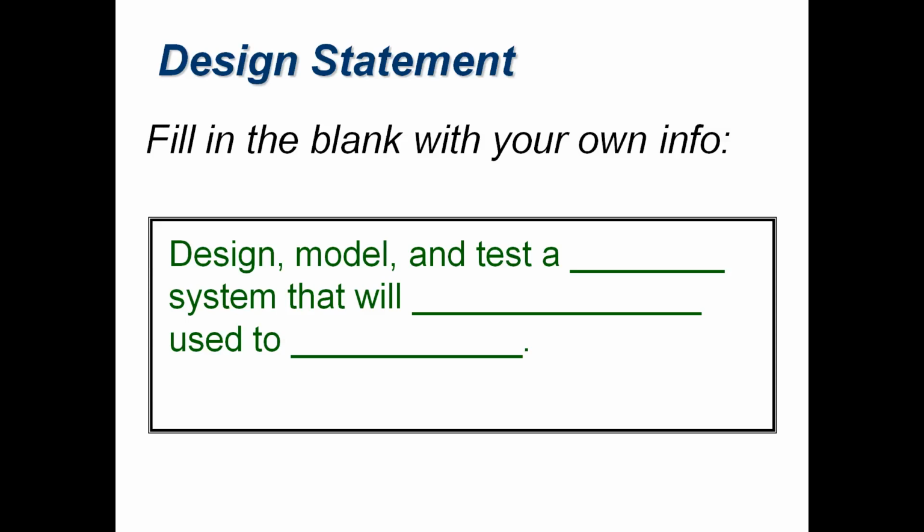So design, model, and test A, and then you give your device a name that will do something. So you talk about what it's going to do and use to organize this or that. So talk about, use some sort of descriptor to talk about the hobby. So basically, you can fill in the blanks using this template to make yourself a good design statement, a simple one.